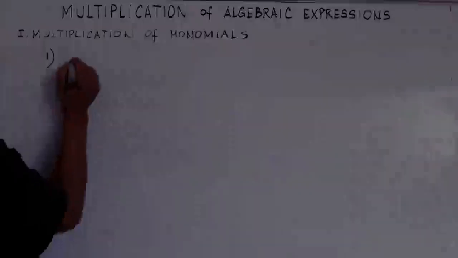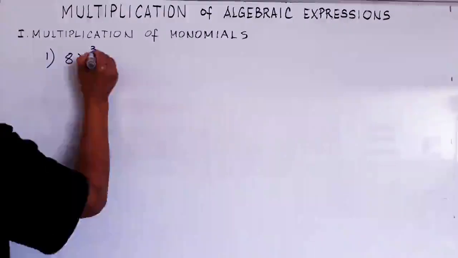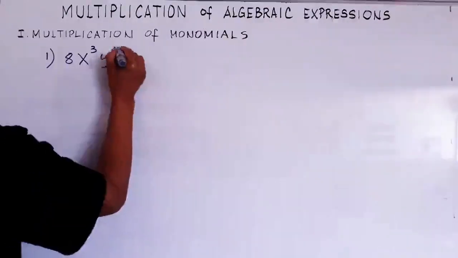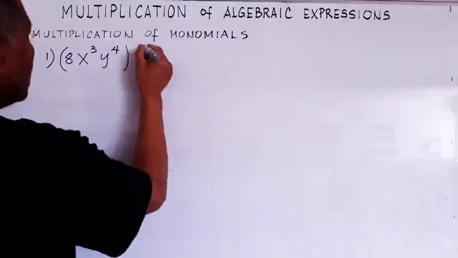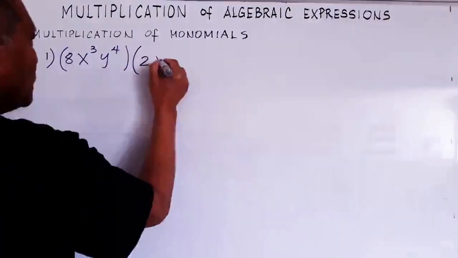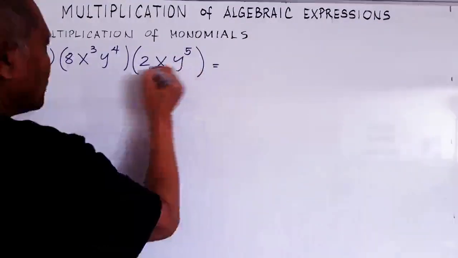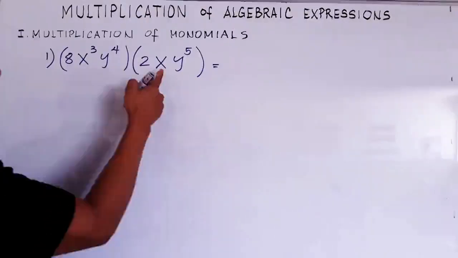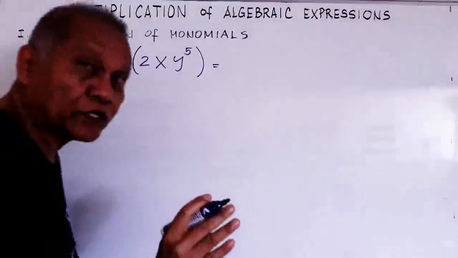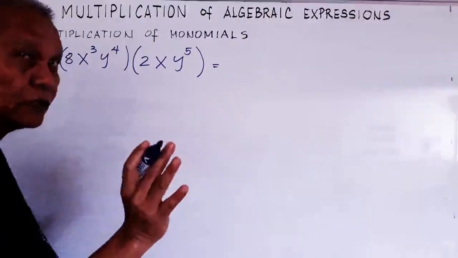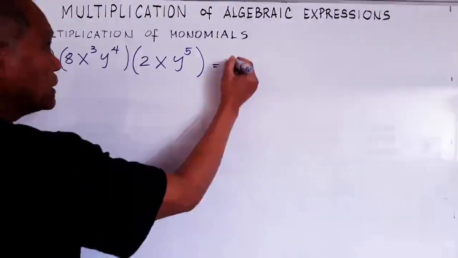Number one, we have 8x^3y^4, symbol of times, and then we have 2xy^5. Alright, let's have only two. A monomial times another monomial. Okay, so let's start. We start first with the number. Don't forget the number. So 8 times 2 is 16.